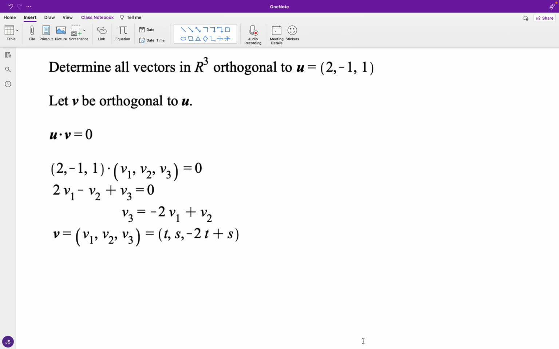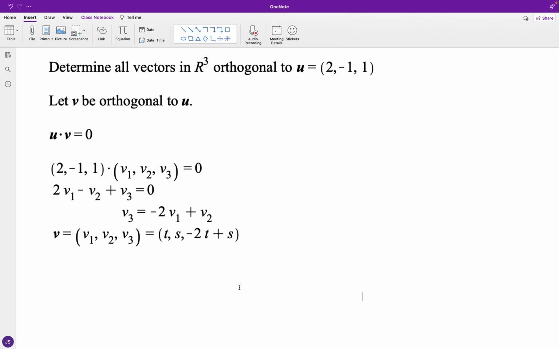Okay, now if I determine all vectors in R3 orthogonal to u equal to (2, -1, 1), once again letting v be orthogonal to u, with the dot product we have u dot v is equal to 0. Filling in, for u I got (2, -1, 1), for v I have (v1, v2, v3), equal to 0. With the dot product, you got 2 times v1 minus v2 plus v3 is equal to 0, and upon isolating v3, that is going to be equal to -2v1 plus v2.